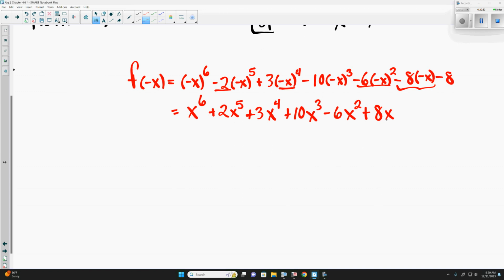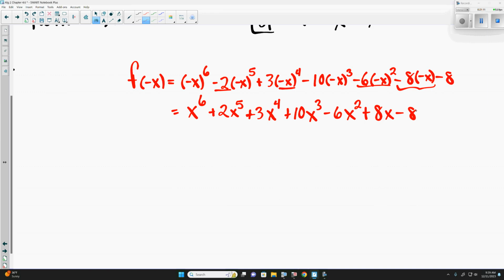You ready for the last one? Minus 8. Because there is no variable attached to it, it doesn't change. It's just still the constant term. Questions on how we did this here?